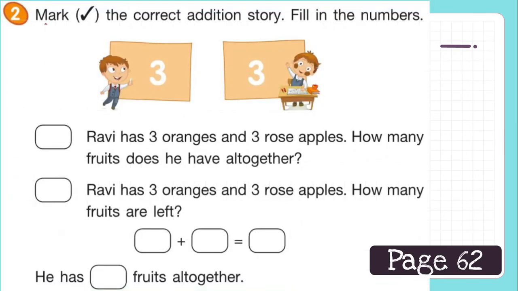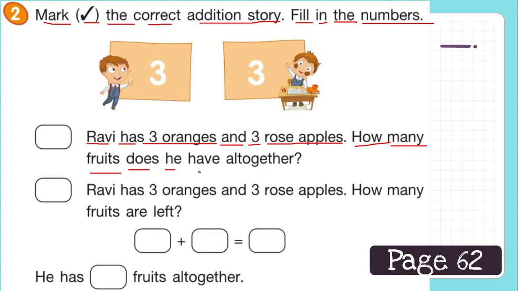Next, check the correct addition story. Fill in the numbers. We're going to check the sentence that has the correct story. Okay, so the first, let's read. Ravi has 3 oranges and 3 rose apples. How many fruits does he have all together? Okay, so we have this word all together.